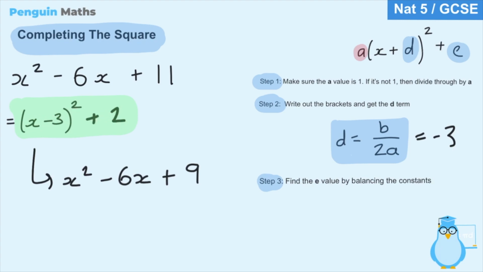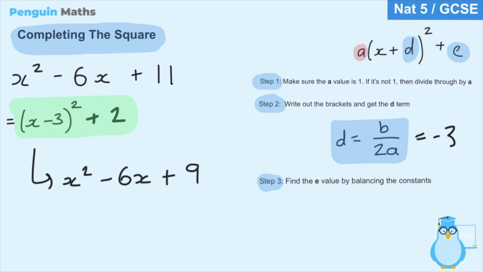So again, just to recap the steps, step 1 we want to make sure the a value, so the number before x squared, is equal to 1. In this case it was, but if it's not, then we divide through by that value. So if it was 3, we would divide each of these terms by 3. Step 2, we write out the brackets and get the d term, and this d term in here was minus 3, and we calculated that by dividing b by 2a. And if the a value is already 1, which we wanted before, this value here is just simply half of this value up here.